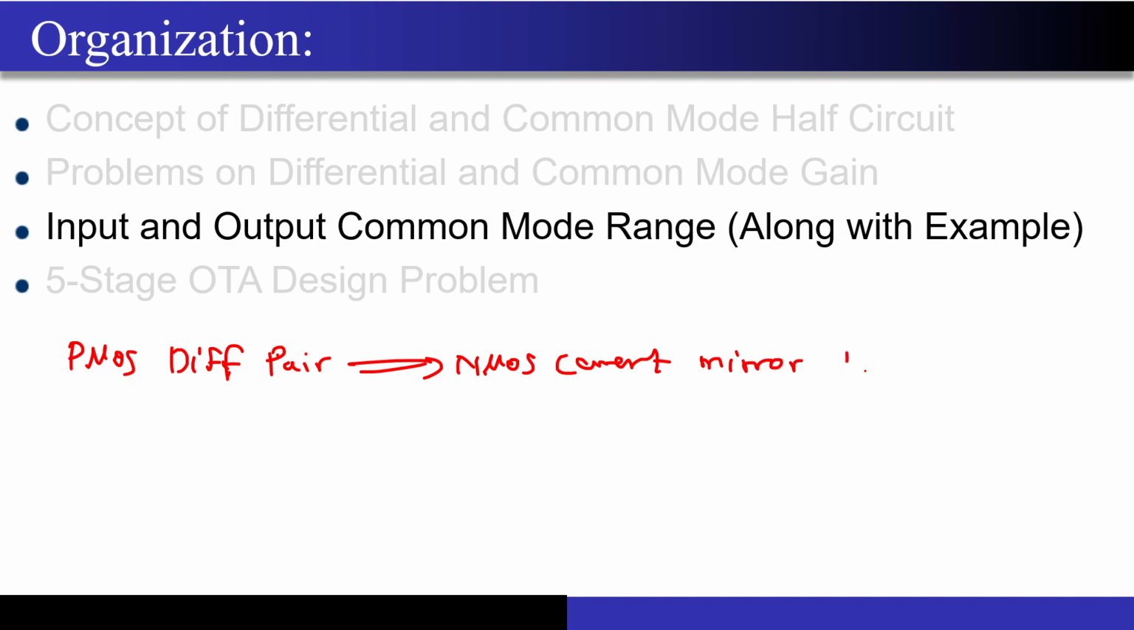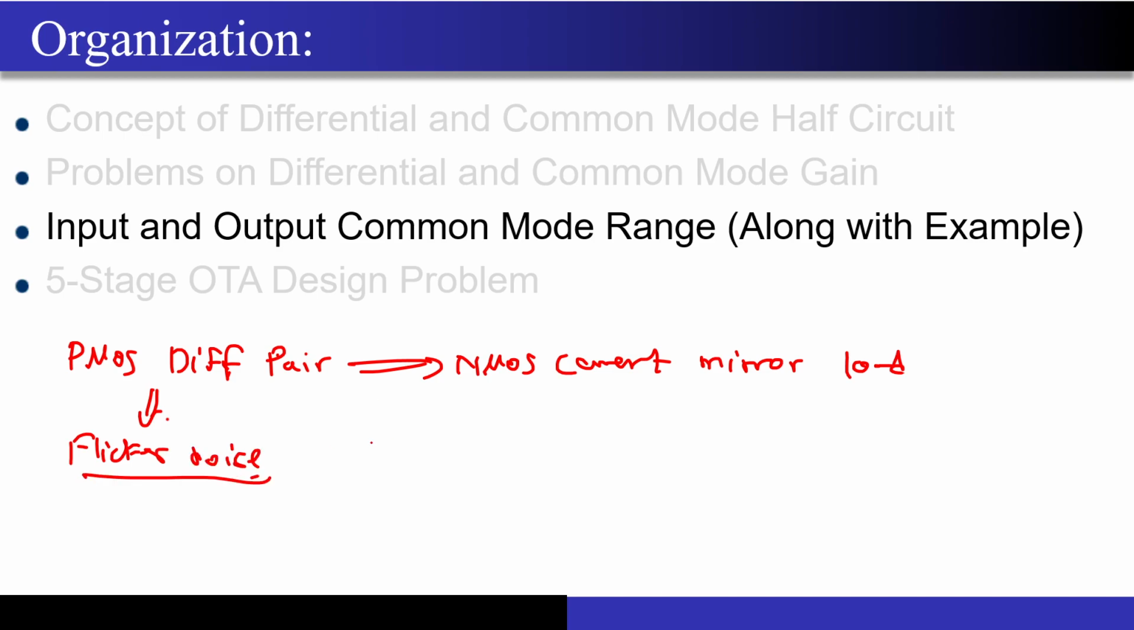NMOS current mirror load. Now what is the advantage of doing this, correct? Just ask yourself a question: in which cases do I prefer to use a PMOS differential pair? You remember the flicker noise, right? You remember your flicker noise.